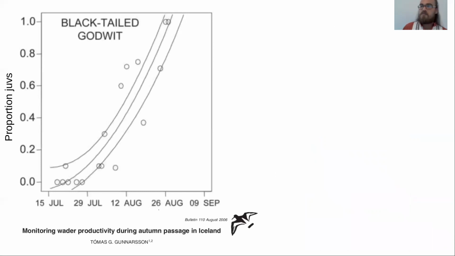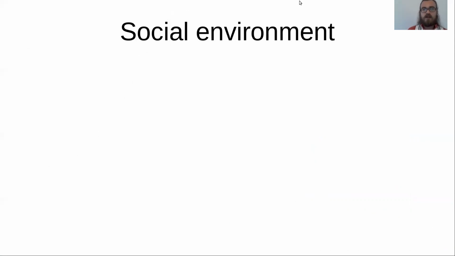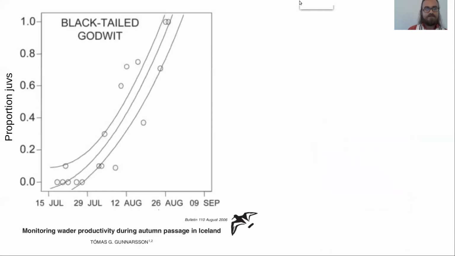So what does the social environment look like for a juvenile Godwit? After they leave the nest, Godwits in Iceland form these large flocks, and juvenile birds can join them. So at the beginning of the season, the proportion of juveniles in these flocks is very low. And as more birds fledge and join the flocks, by the end of August, these flocks tend to be about 100% juveniles.